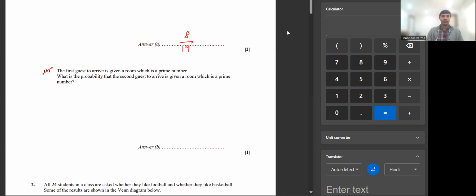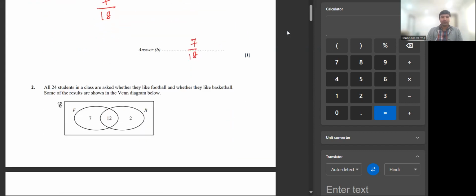The first guest to arrive is given a room which is a prime number. So the first guest has already been allotted a room that is a prime number. So now how many are left? A total of 7 rooms with prime numbers are left, right? So what is the probability that the second guest to arrive is given a room which is a prime number? So 7 divided by 18, because 1 room is already given to the first guest. So only 18 rooms are vacant now. Out of these 18, one prime number has already been taken. So 7 by 18 is the answer.